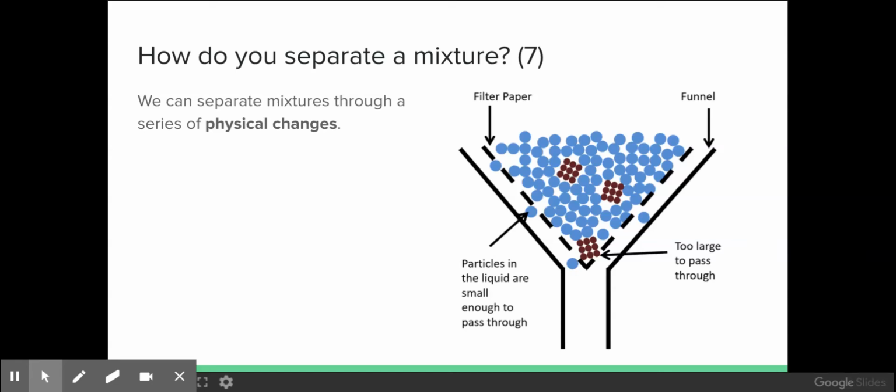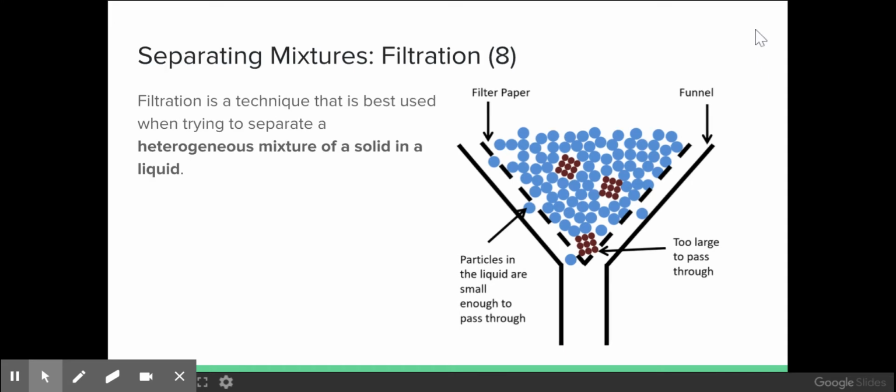When we have a mixture, it can be separated very easily using physical changes. There are several ways to separate a mixture. Some of these methods are more appropriate for different situations. The first and the most common type of separation technique is filtration.